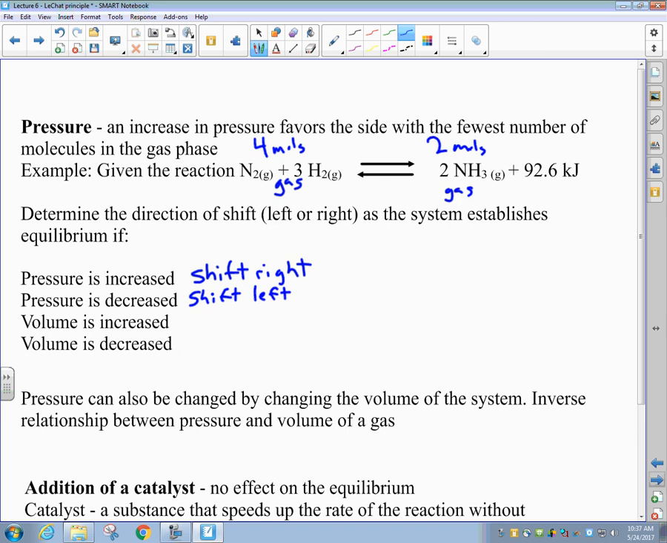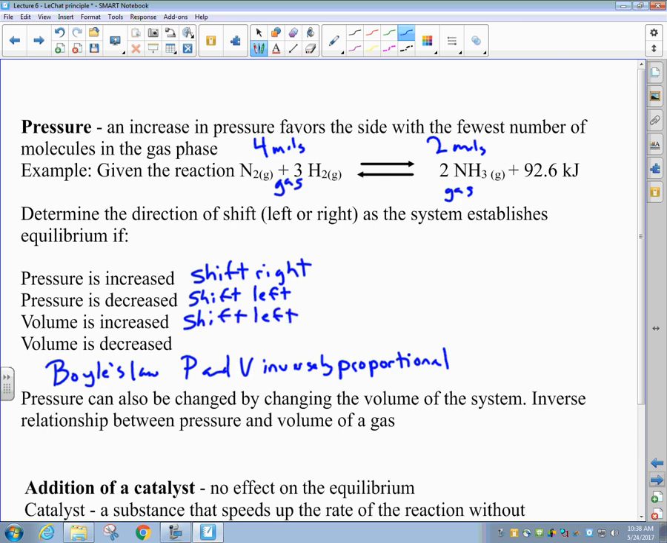Now, volume. Volume changes. We remember in a gaseous system, Boyle's law stated that pressure and volume are inversely proportional. Therefore, if we have a volume increase, that means we're going to have a pressure decrease. And a pressure decrease would just simply have a shift to the left. The opposite occurs when the volume decreases, then the pressure is going to increase, and we would see a shift right.